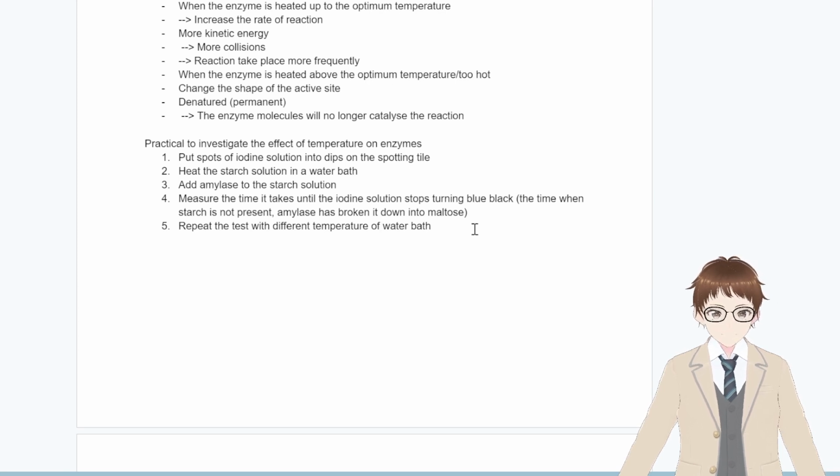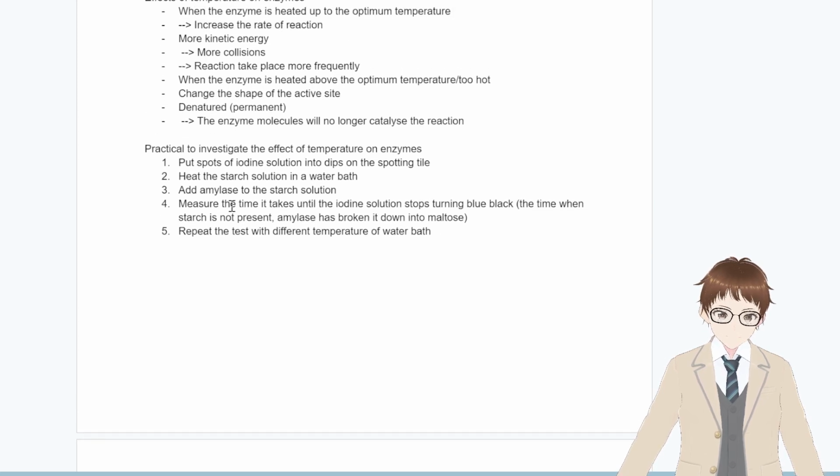So the iodine solution will stop turning blue-black because the starch is not present, because it has already become maltose because of amylase. Then repeat the test with a different temperature of water bath.